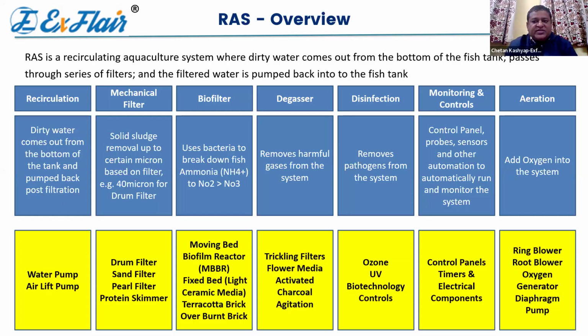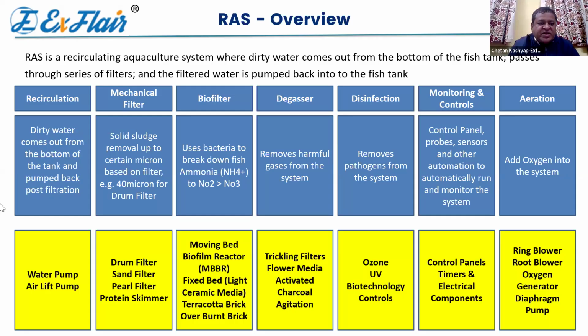In RAS, what we do is filter the water. We have a tank and the water gets recirculated. We pull the dirty water from the bottom of the tank and filter it. It passes through a series of filtrations and then the fresh water is returned. We also add a high level of oxygen using aeration.